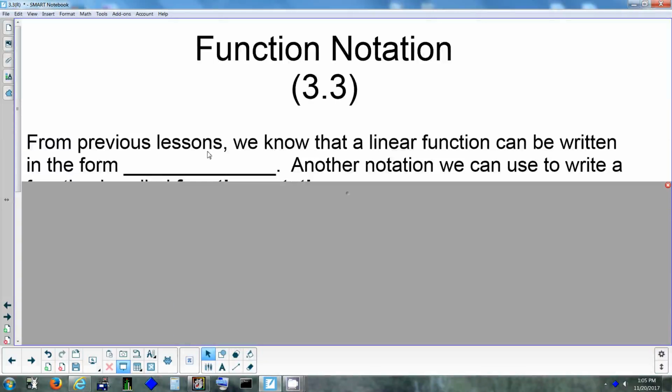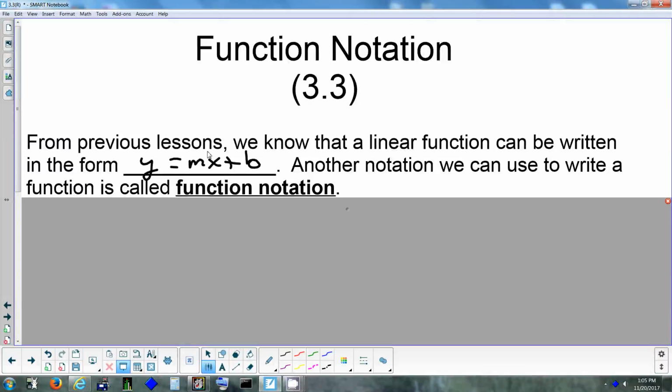All right, so we've talked about linear functions. Does anybody remember how we write a linear function? Yep. y equals mx plus b. So that's called y equals notation, or whatever you want to call it. Point slope form is another name for it.